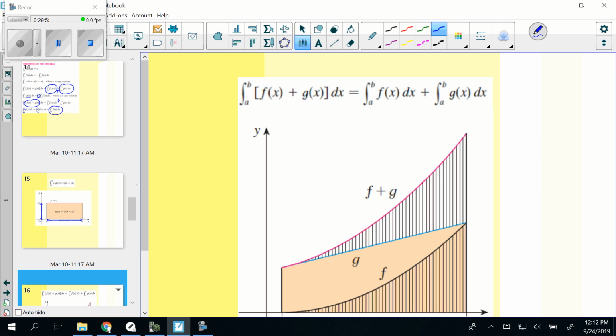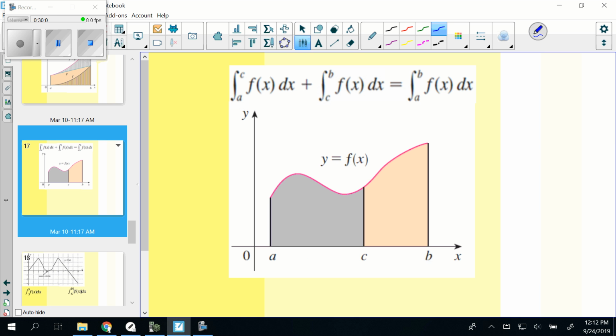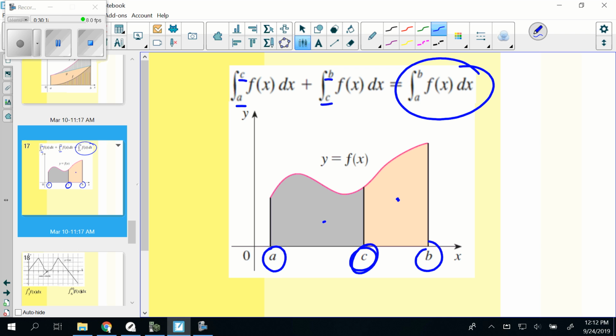This one as a picture would look like this one. You've got an area from A to C here, plus the area from C to B would be this area, the second one here. That would just be the same as saying the area from A to B, skipping that middle part and just making this in one.